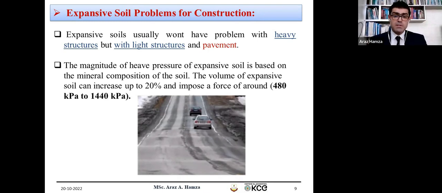The volume of expansive soil can increase up to 10% of its volume during the swelling. And the force that the expansive soil can produce may vary according to the clay content, between 480 kilopounds to 1,440 kilopounds, according to the size and range of the clay content inside. This is a huge pressure that they can produce for our structure.